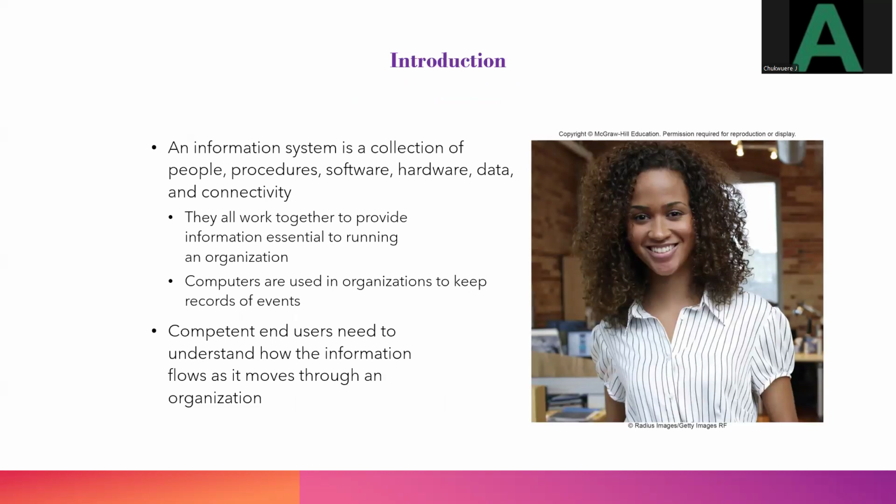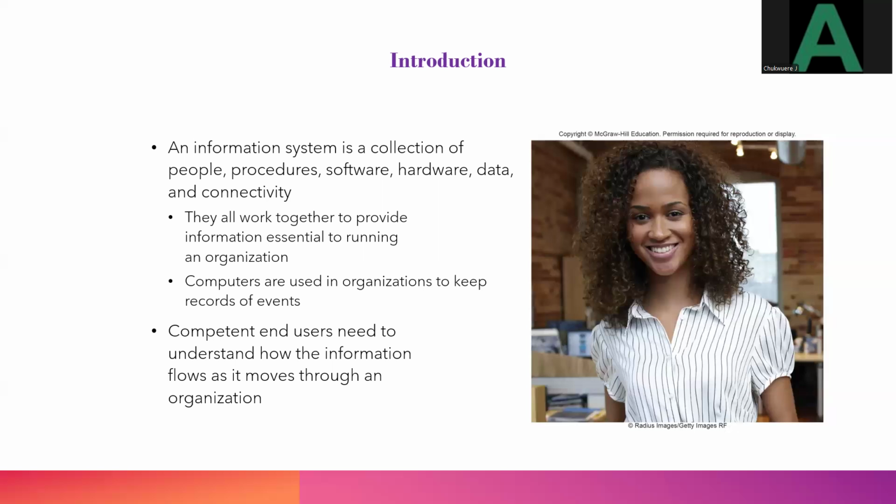In the introduction, it says an information system is a collection of people, as we saw from the beginning of the module, involving people, procedures, software, hardware, data, and connectivity. They all work together to provide information essential for the running of the business. Each of them is a component of information system, and they all work together towards the betterment of the business.